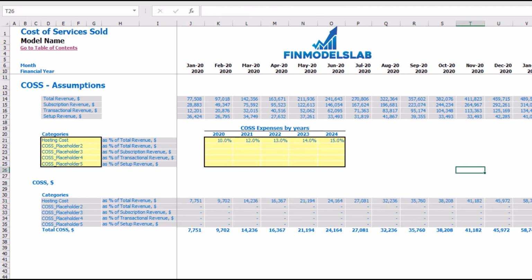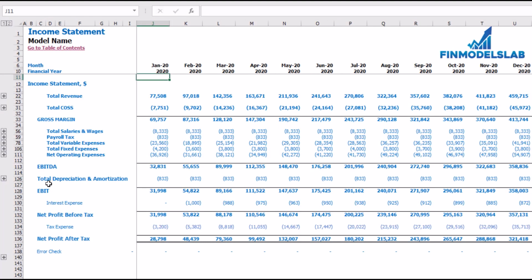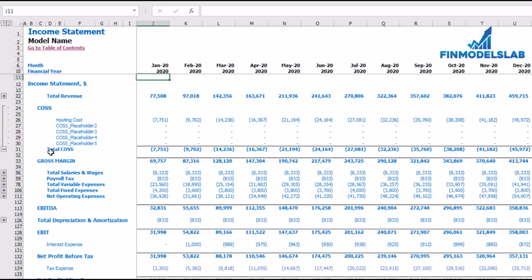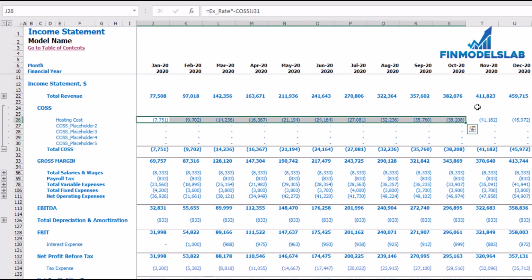Finally, in the income statement tab, under the total costs section, you may find all the 5 line items and the amounts by months.